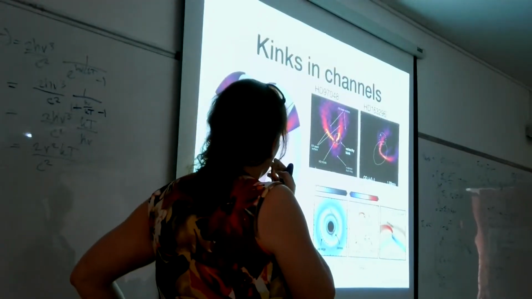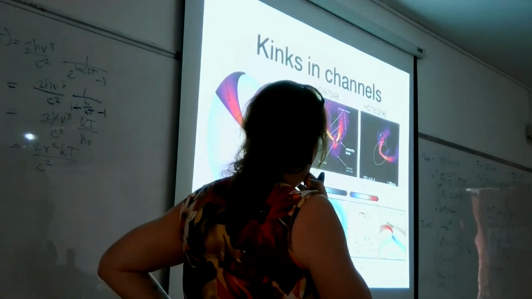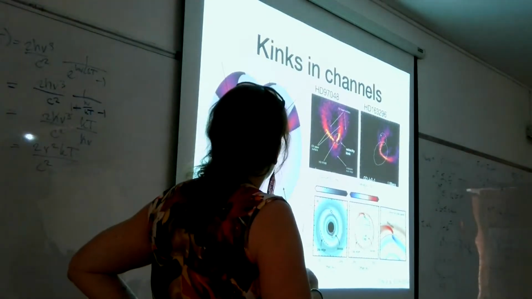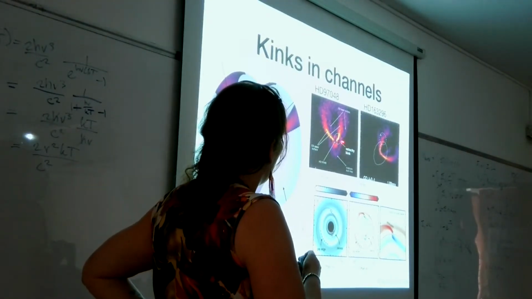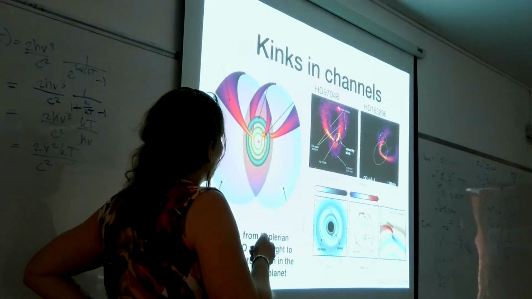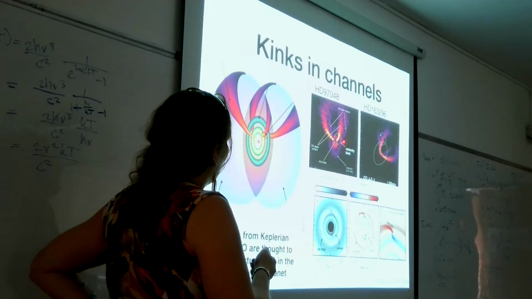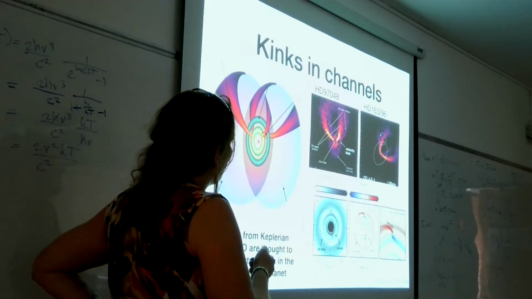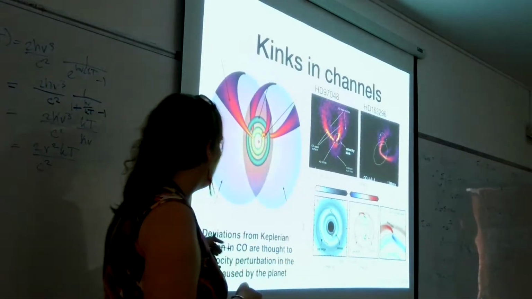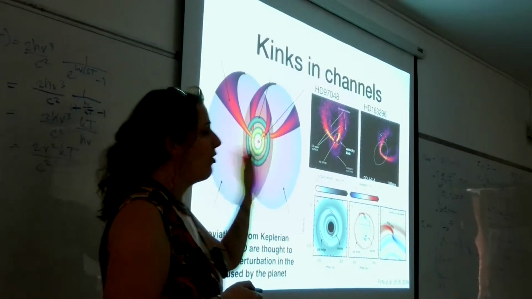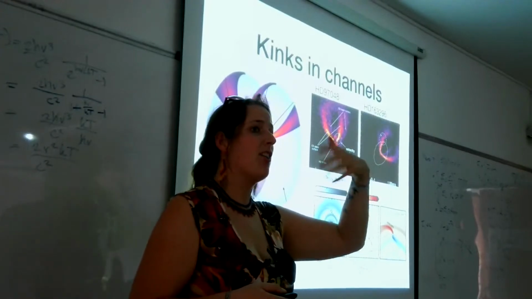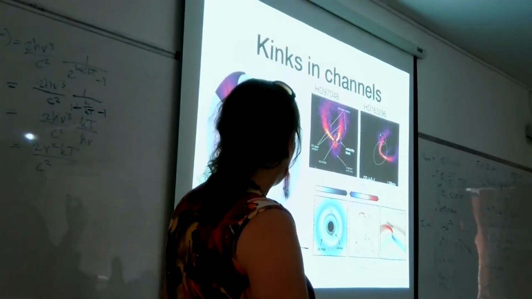Then there has been quite a bit of talk about kinks in the individual channels. These are the 2 main observations of that so far. As you can see, instead of following just a nice curvature, in some disks there is a bit of a kink in that curve, and this is reproduced in models of planet-disk interactions. The kinks are actually located at the location of the dust gap.